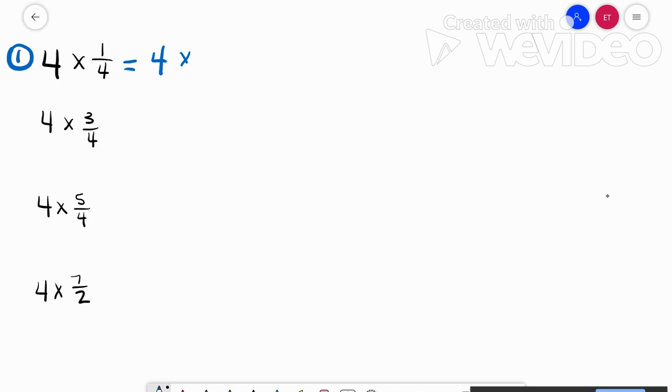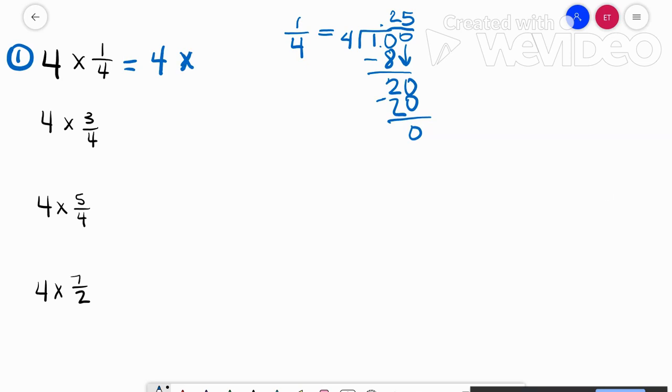This is a benchmark fraction, but if you don't remember what it looks like as a decimal, you can just convert it by dividing, top in, bottom out. So my top number goes on the inside, my bottom number goes on the outside, and then I do my division like normal. So my new equation would be 4 times 0.25.